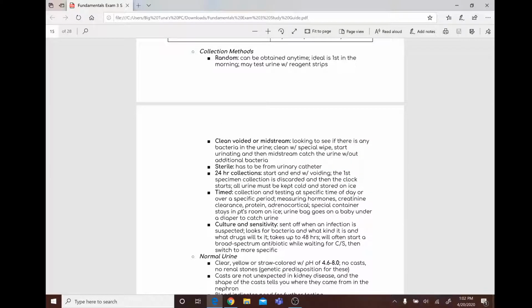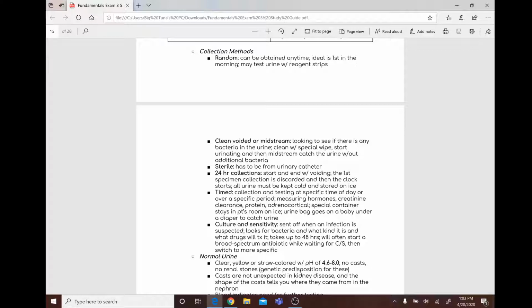Alright, what is a random collection method? Can be obtained anytime. Ideal is first in the morning. May test urine with reagent strips. What is clean voided or midstream collection method? Looking to see if there is any bacteria in the urine. Clean with special wipe. Start urinating, and then midstream catch the urine without additional bacteria.